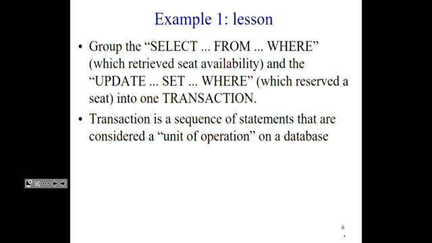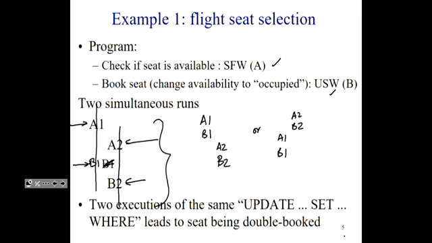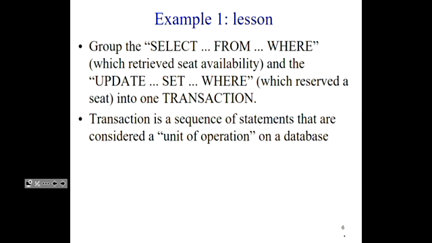Okay, so the lesson from this example is that what we need to do is to group these two statements, the A and the B statement, into a single grouped statement, and have those execute as a unit such that either both of them execute or neither of them execute, right? So group the select from where, which retrieves seat availability, and the update set where, which reserves a seat, into one transaction, right? A transaction is a sequence of statements which is considered to be a unit of operation in a database. This is where I'm defining the notion of a transaction. A transaction is a sequence of statements that are doing multiple operations to a database that are considered one unit. You want them to be executed all at once, and you want them to be executed without interference from other transactions.